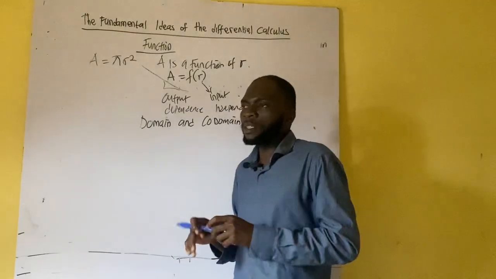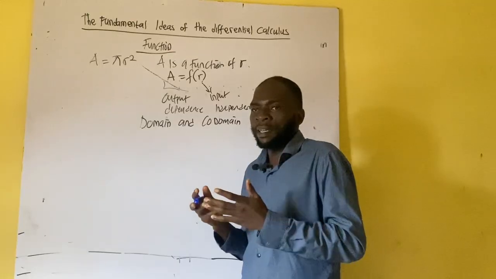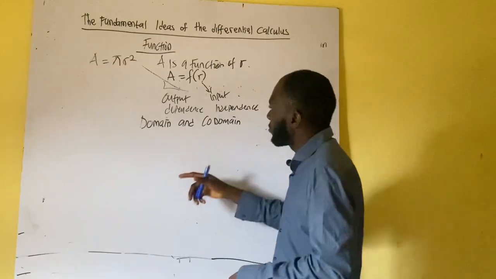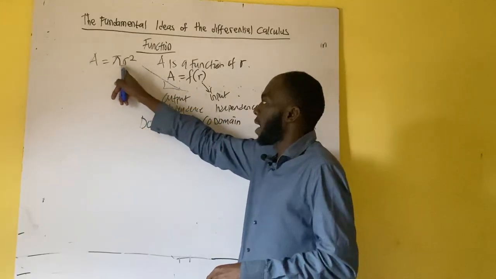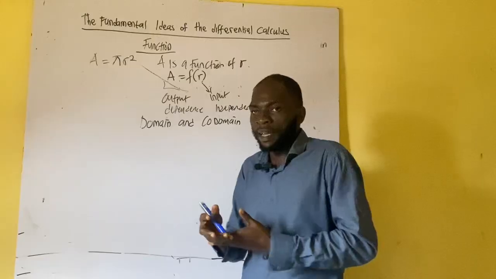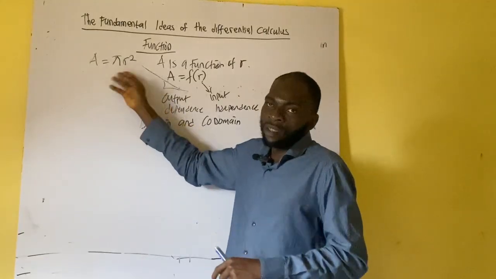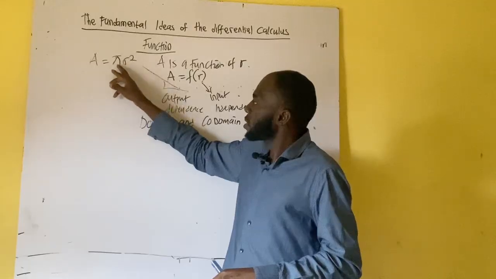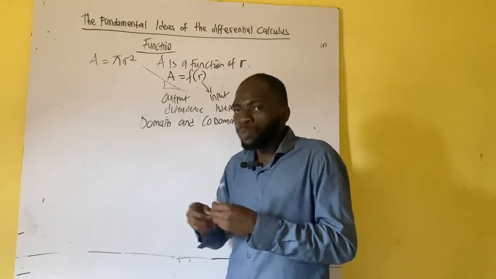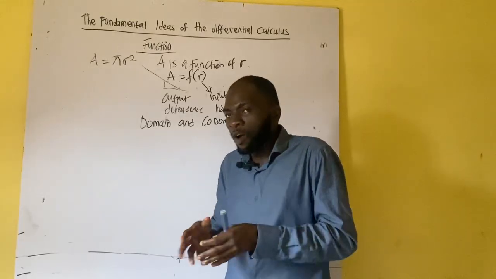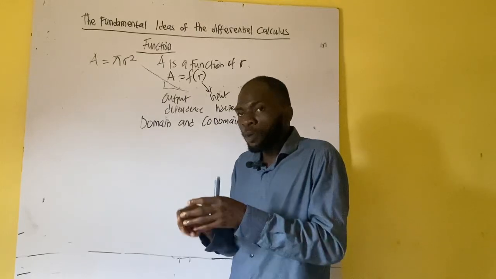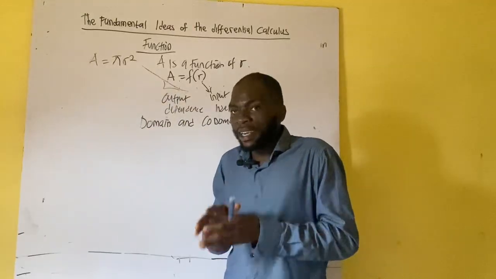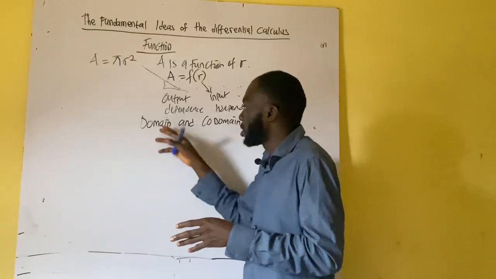When I say domain, it means the possible numbers that I can apply in this equation. Right now, if I have A equal to pi r squared, what are the possible numbers that are allowed in this formula? This is my function, right? So what number am I going to put as r that is going to be allowed mathematically? All the numbers that I can use that can make this function defined, we call that a domain.